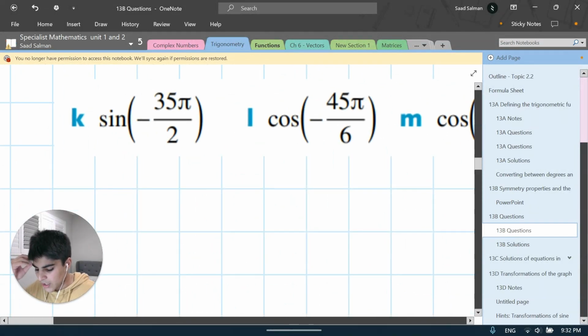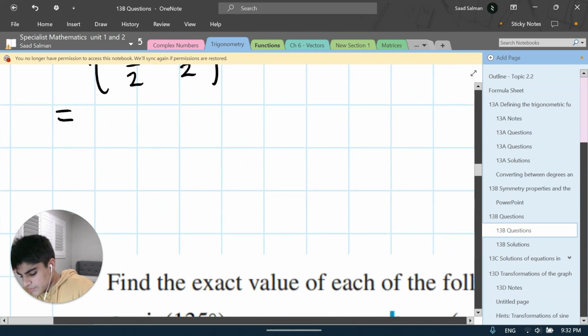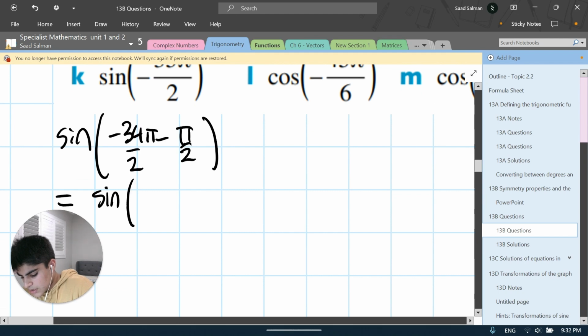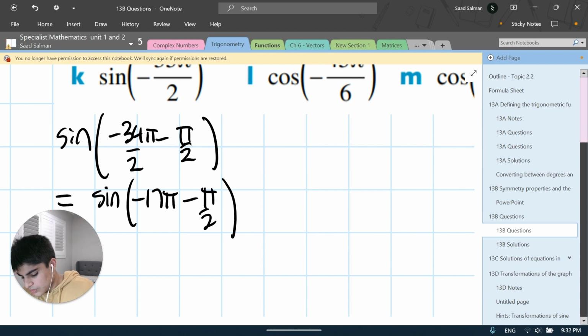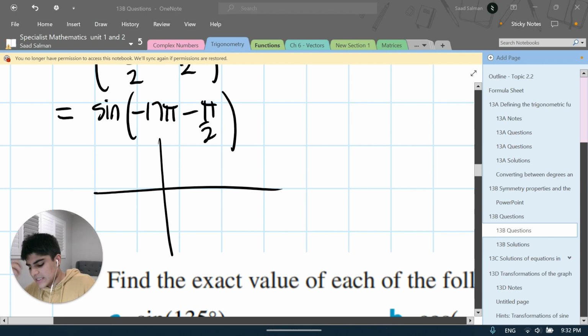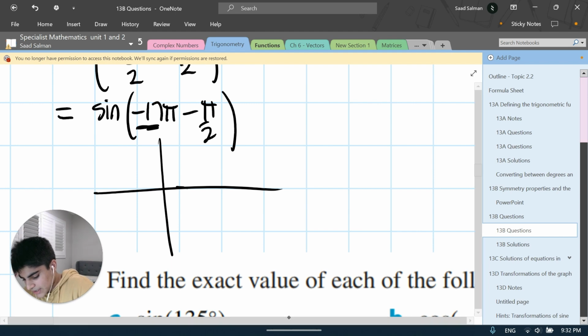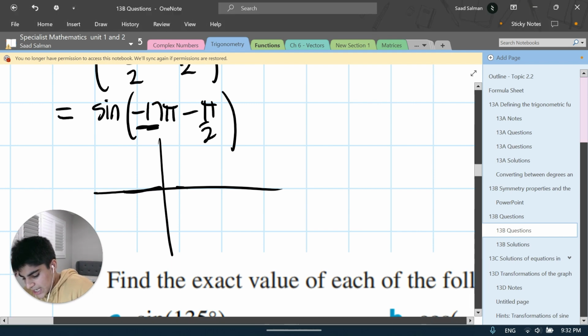Sine negative 35 pi on 2. This equals sine negative 34 pi on 2 minus pi on 2. This equals sine negative 17 pi minus pi on 2. Let's visualize this. Here's an easy trick. Because this is an odd number, we know that we wouldn't be making a full rotation back to the origin, meaning the value of negative 17 pi would end at this point.